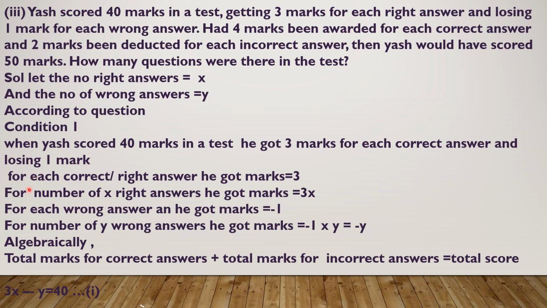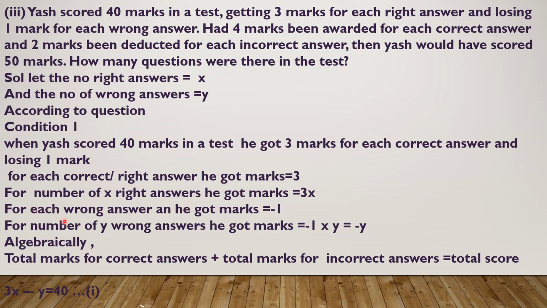So it means that for each correct or right answer he got marks 3. When his answer was correct, for one right answer he got marks equal to 3. So for x number of correct answers he got marks equal to 3x.